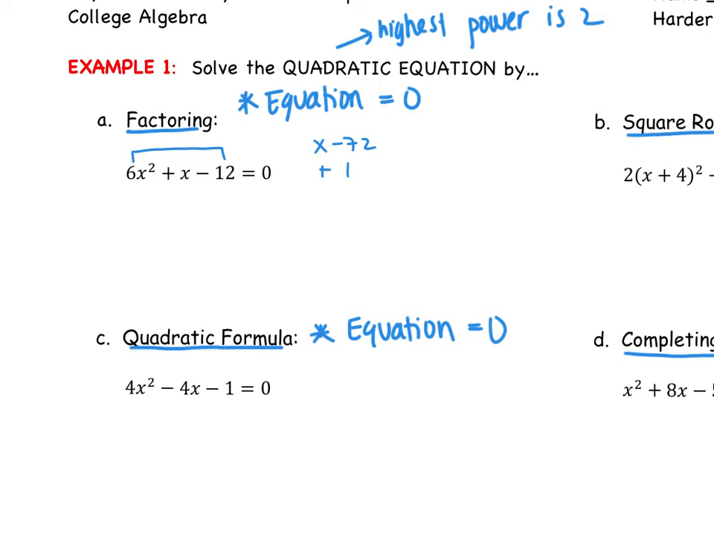9 and negative 8. We have to split the middle. We cannot go to x plus 9, x minus 8. Because of this 6x squared, we have to rewrite that middle term. So this becomes a 9x minus 8x. The order doesn't matter. If we wanted to swap it, we could. First term comes down. Last term comes down.